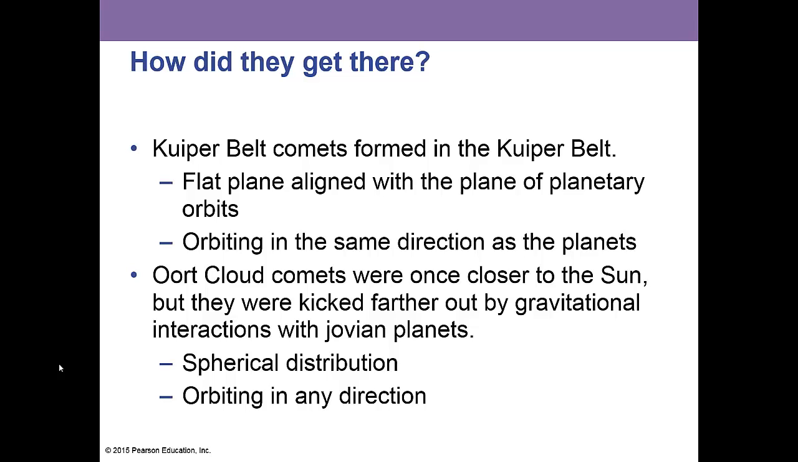Well, how do they get there? The Kuiper Belt comets come from the Kuiper Belt. It's a flat plane aligned with the plane of the planetary orbits, orbiting in the same direction as the planets. The Oort cloud comets were once closer to the sun, but were kicked out farther by gravitational interactions with the Jovian planets.